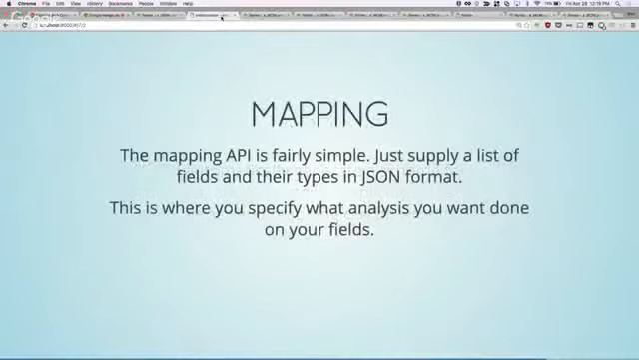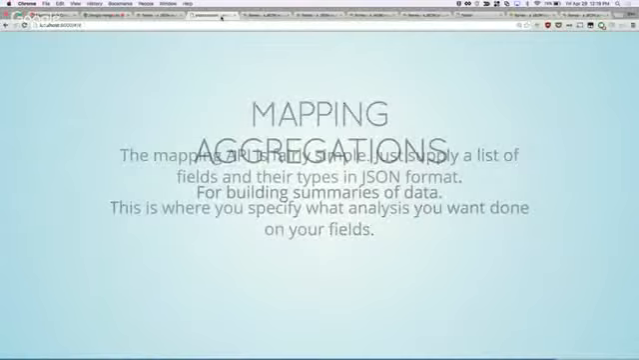Yeah, so there's a whole API built around mapping. This is also where you specify any kind of analysis you want done. So you can specify what kind of tokenization you want done on your fields, whether it's indexed at all, and further analysis stuff. So mapping is kind of important, but we could probably do a whole hour just on that. So I'm not going to get into that too much.